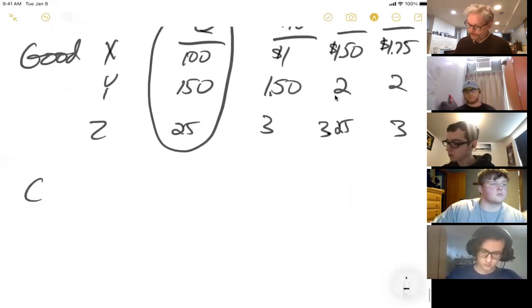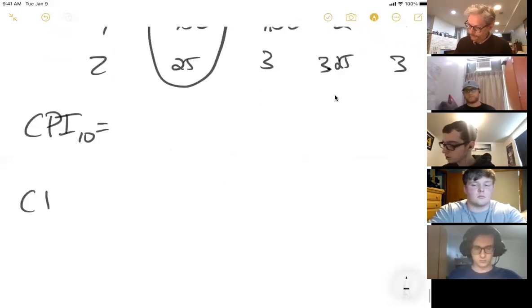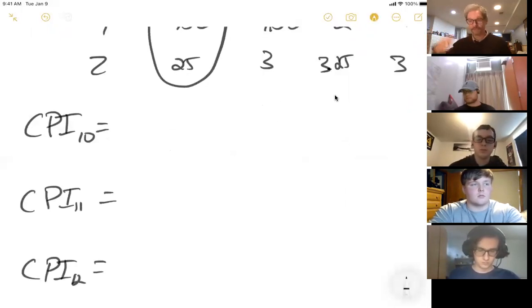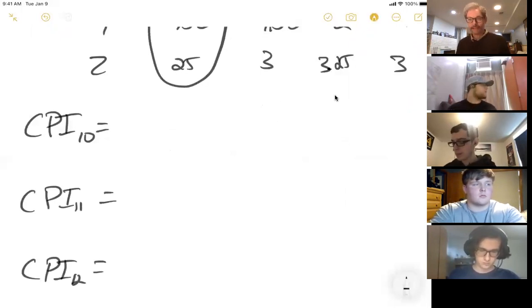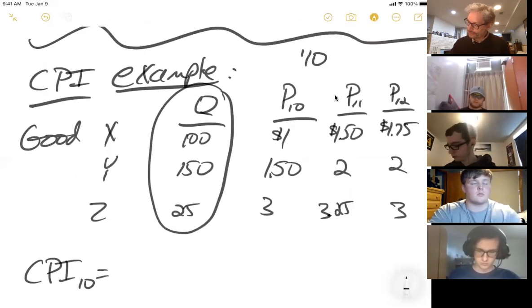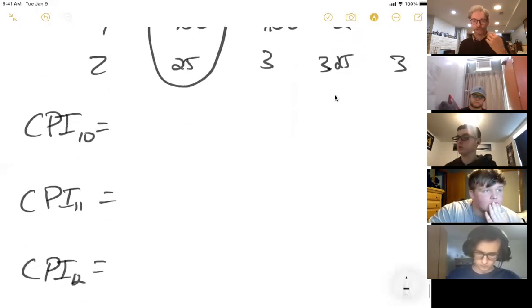So let's calculate the consumer price index for 2010, 2011, and 2012. In the interest of time, because we're running a little bit late and I want to make sure we have lots of time for the quiz, I'm not going to throw you in the breakout rooms. Let's just work through this together. What's the indexing in 2010? Remember, 2010 is the base year. We're using 2010 as our base year. So what's the consumer price index going to be in 2010?